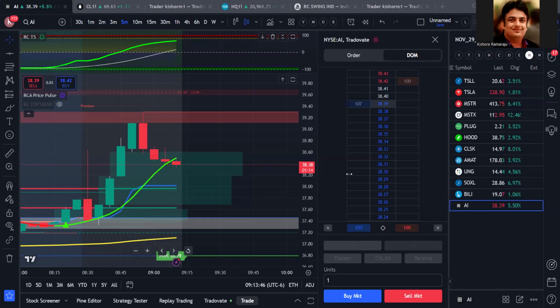So if you are using ES, then you can buy SPY or you can buy QQQ. If ES is looking long, you can either buy SPY as a stock, you can buy QQQ as a stock because generally NQ and ES move in the same direction.